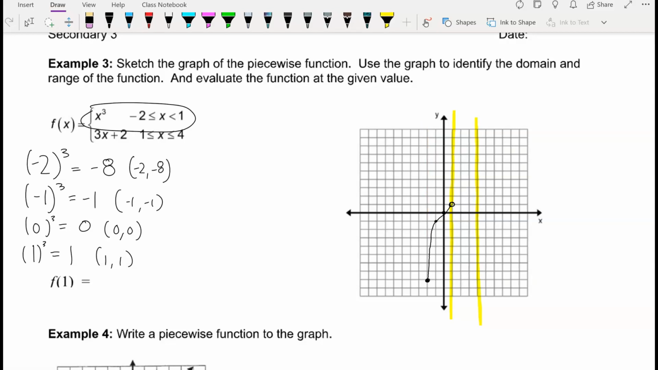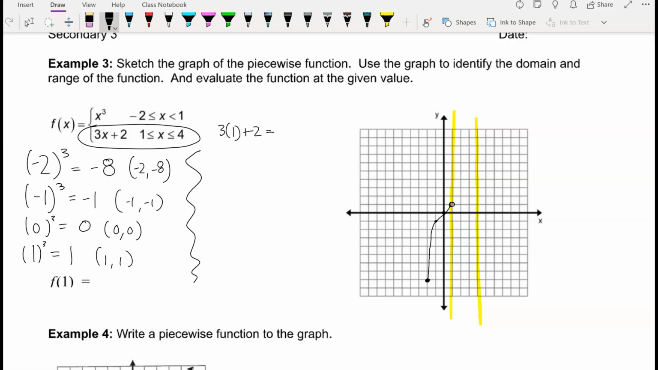All right, then from 1 to 4, we have 3x plus 2. So draw a little squiggly. So 3 times 1 plus 2 is 3 plus 2, which is 5. So 1, 5. So at 1, 1, 2, 3, 4, 5. And it's a closed circle.